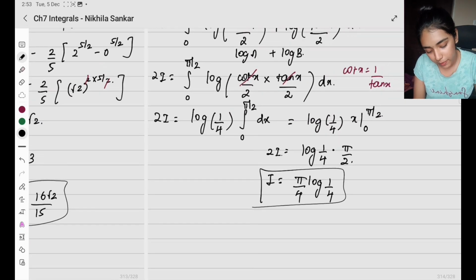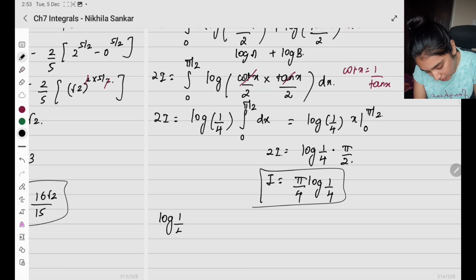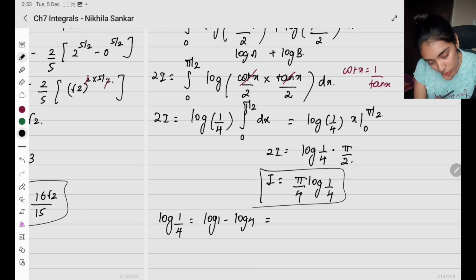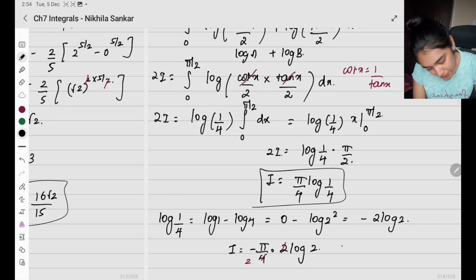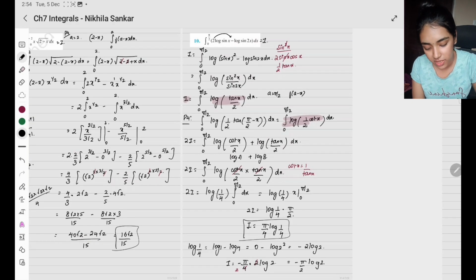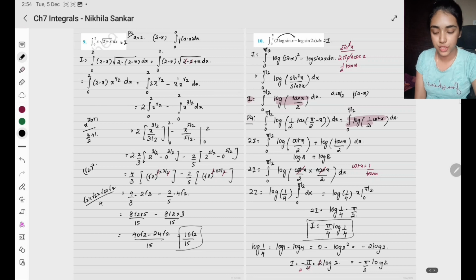How can we simplify log of 1 by 4 and write it? Log of 1 by 4 is nothing but log 1 minus log 4. Log 1 is 0, so I have 0 minus log 4, which can also be written as 2 squared, which is minus 2 log 2. So my final answer can also be written as pi by 4 times minus 2 log 2. So this 2 and this 2 get cancelled, and I'll be left with minus pi by 2 log 2. Okay? Try to have a whole number inside the log function whenever you're solving.